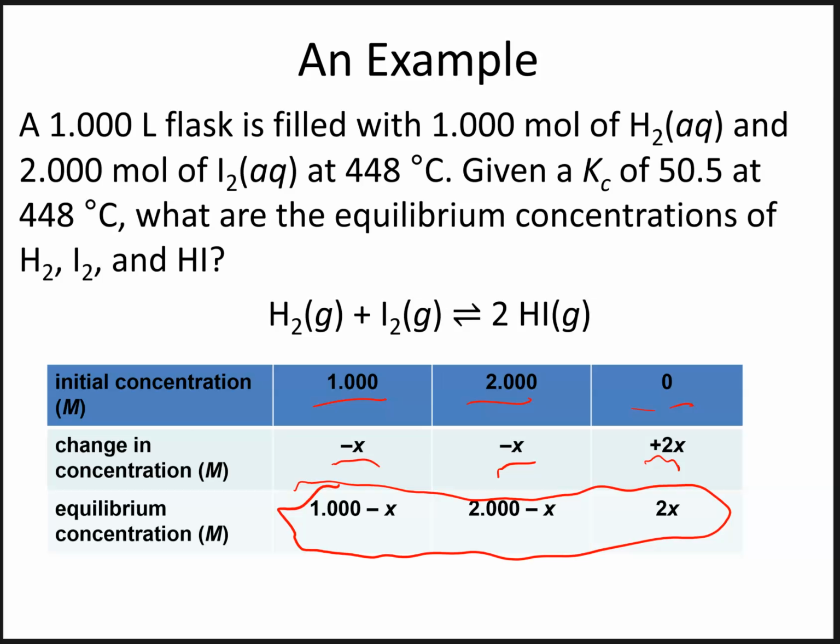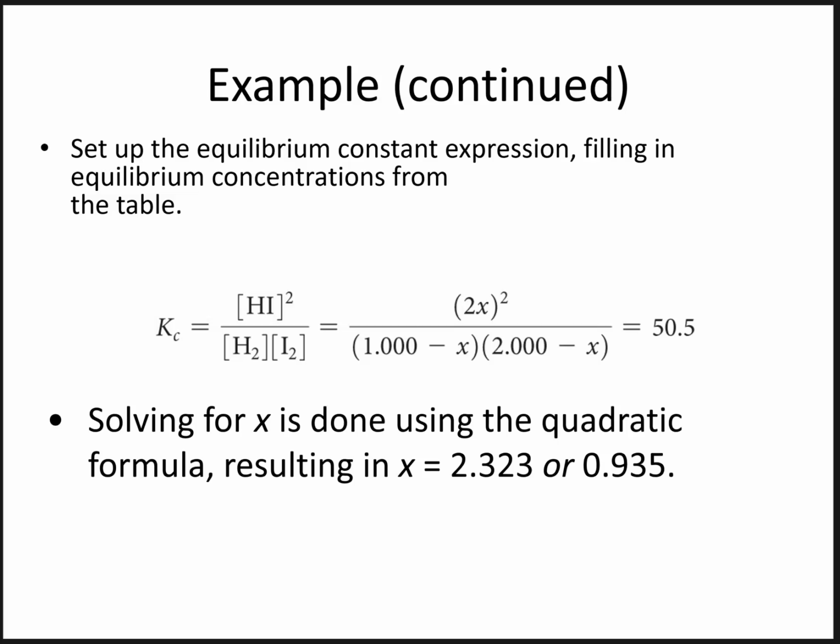Well, once we have the E in the ICE table, what we can do is take these values and put them into our equilibrium expression. So the 2x we saw from the previous slide, for the HI concentration that goes there, it's squared because we have the 2 in the balanced chemical equation. We have our two final reactant concentrations, and we know that the equilibrium constant, which was given to us, is equal to 50.5. So we can go in and actually solve for what the value of x is.